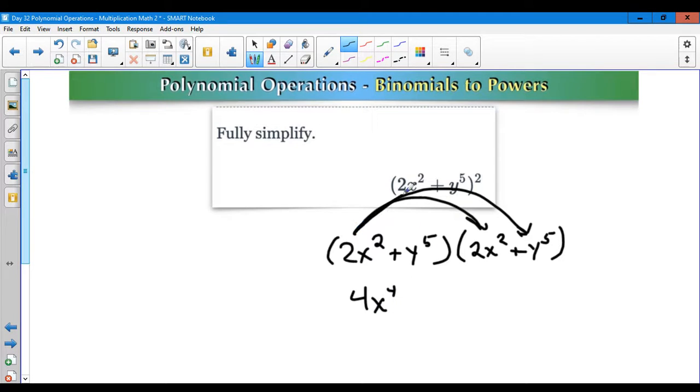And now the 2x squared times the y to the fifth, I heard an x and a y, those can't be multiplied together. So the coefficient of 2 and the coefficient of 1 in front of the y is positive 2 in this case. And then x squared times y to the fifth is just x squared y to the fifth.